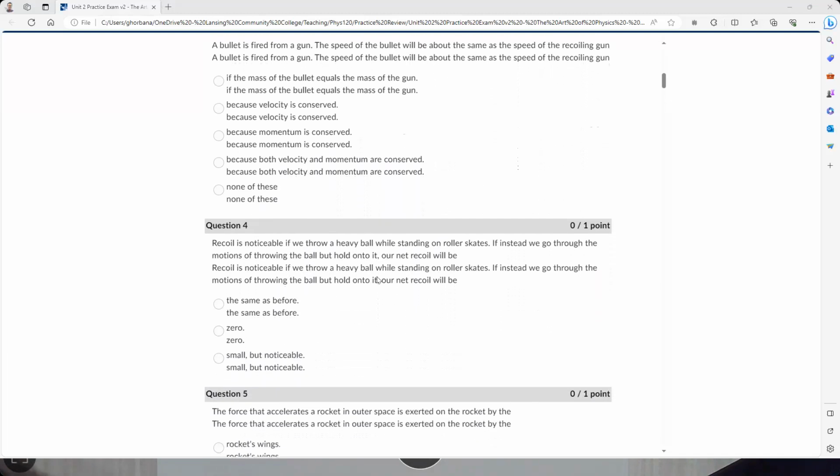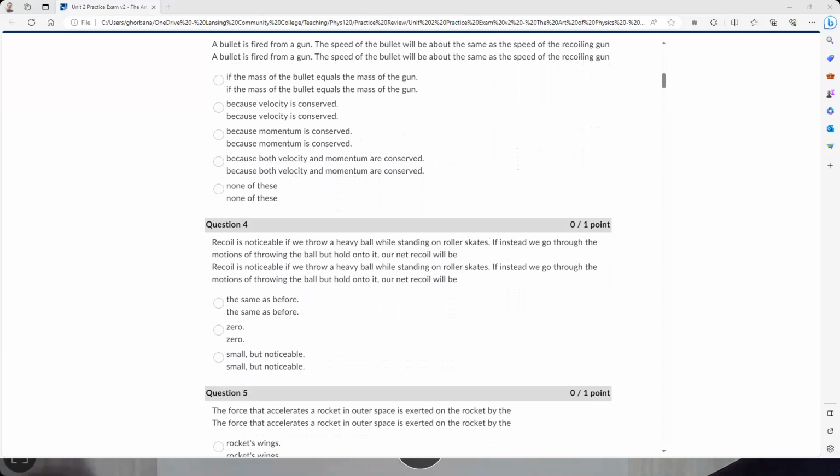Question number 3. Recoil is noticeable if we throw a heavy ball while standing on rock. Escape if instead we go through the motion of throwing the ball but hold onto it, the net recoil will be 0. Okay, so what does it mean, the net recoil?